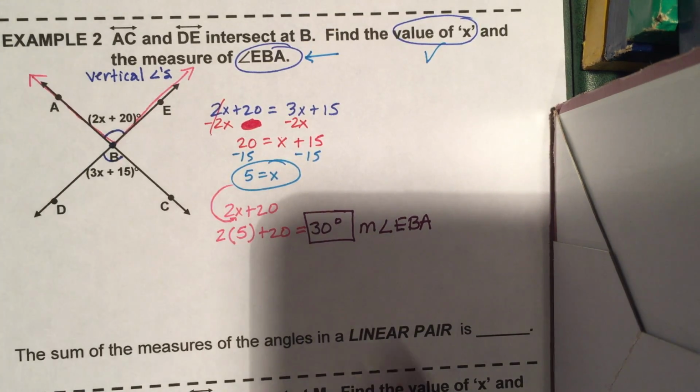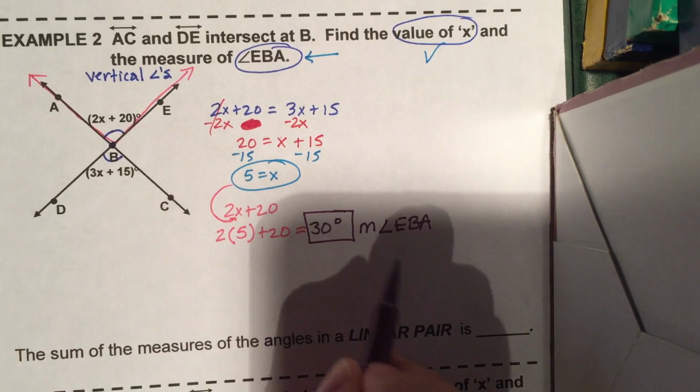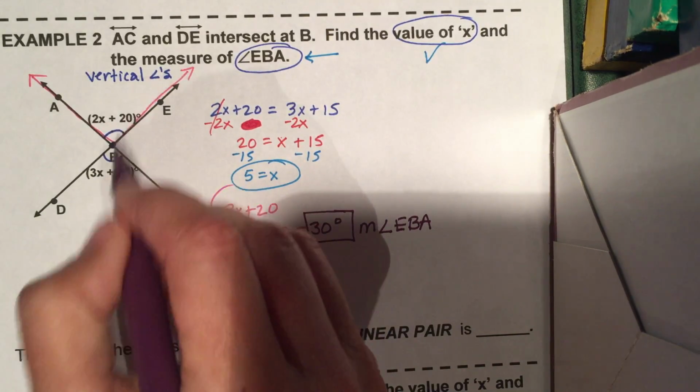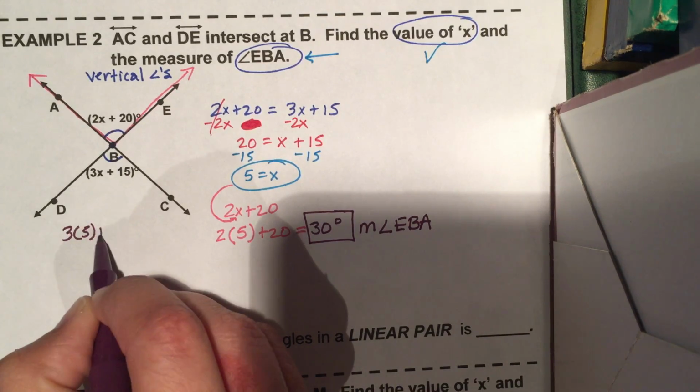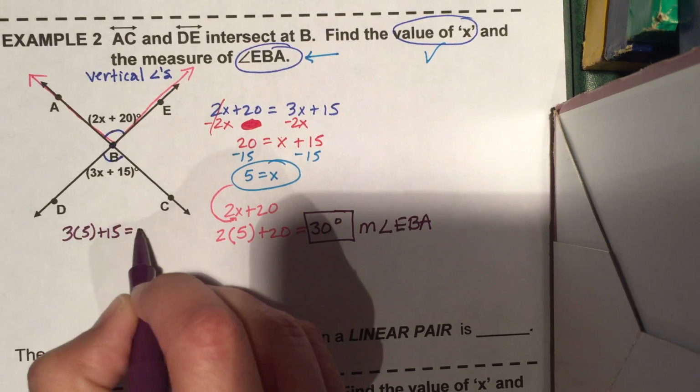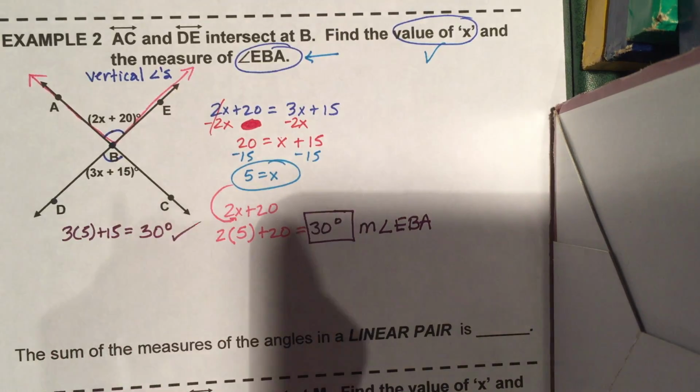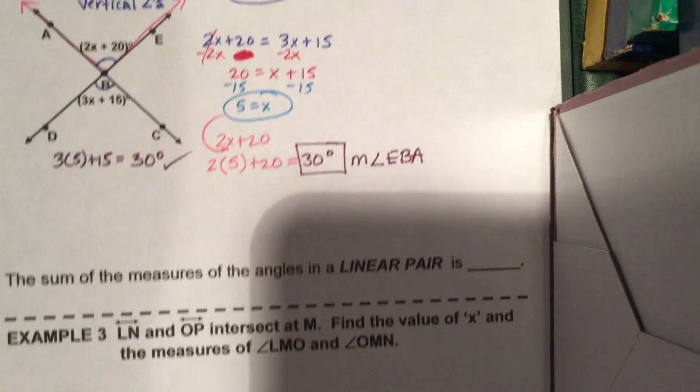If you want to check your answer, if we plug in 5 here, we should also get 30, because what do you know about vertical angles? They're congruent, so let's check it out. 3 times 5 plus 15 equals 15 plus 15, which is also 30. So yes, we got the right answer.